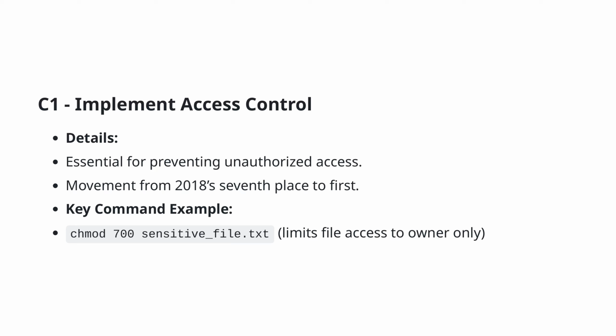To give you an example of a command you might use to enforce access control at a file level, consider chmod 700 sensitivefile.txt. This command restricts file access so that only the owner can read, write, or execute it. This level of control is critical to safeguarding sensitive information within your applications.